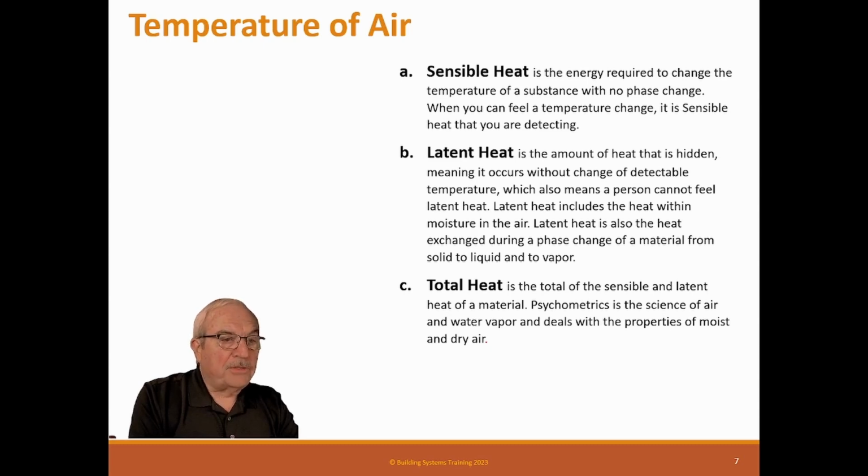And psychrometrics is a science of water vapor and deals with the properties of moist and dry air. Now, dry air is really easy. Moist air is when things get to be problematic, and that's why we have weather. Weather is all about moist air, not dry air. So basically, these are the three heats that we deal with every day in working with air conditioning systems.